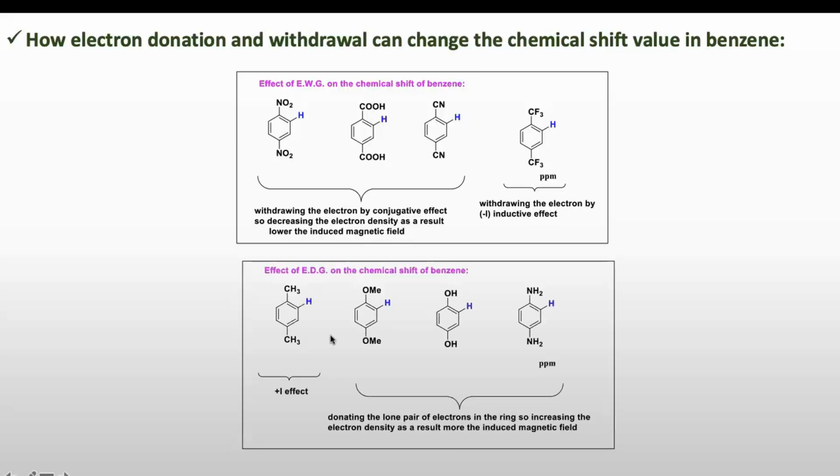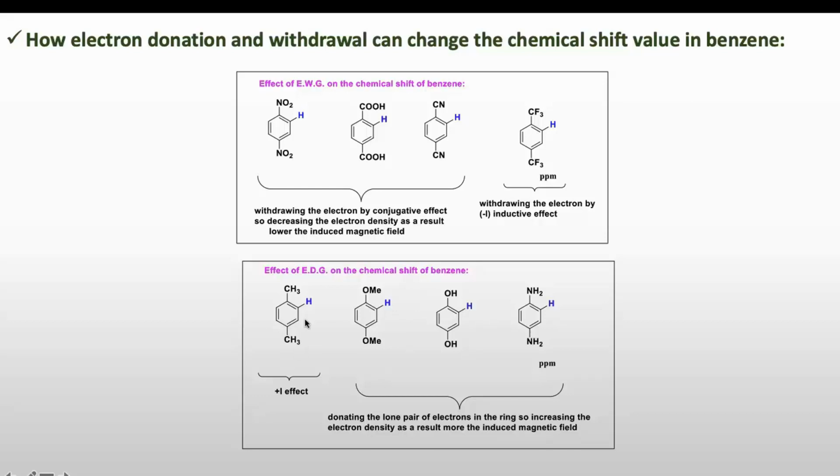Now, what if the benzene ring is substituted with an electron-donating group like methoxy, hydroxy, and amine? In the case of methoxy, hydroxy, and amine, there is a donation of a lone pair of electrons into the ring, which increases the electron density and will make this proton more shielded. So finally, this proton will come at a lower chemical shift value than unsubstituted benzene. The same will be true in the case of hydroxy and amine.